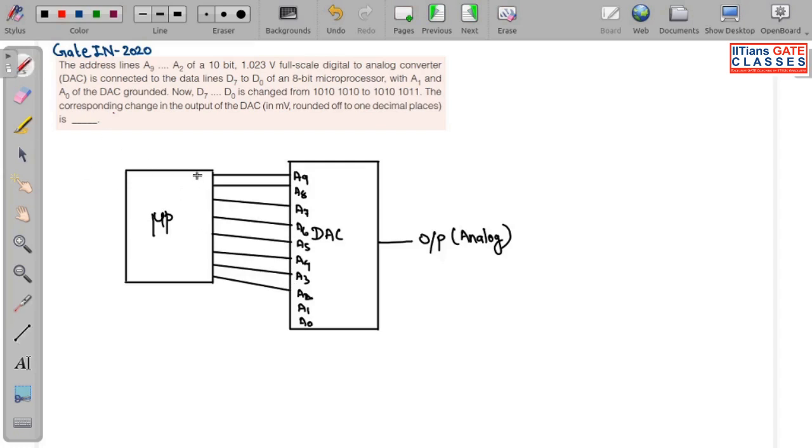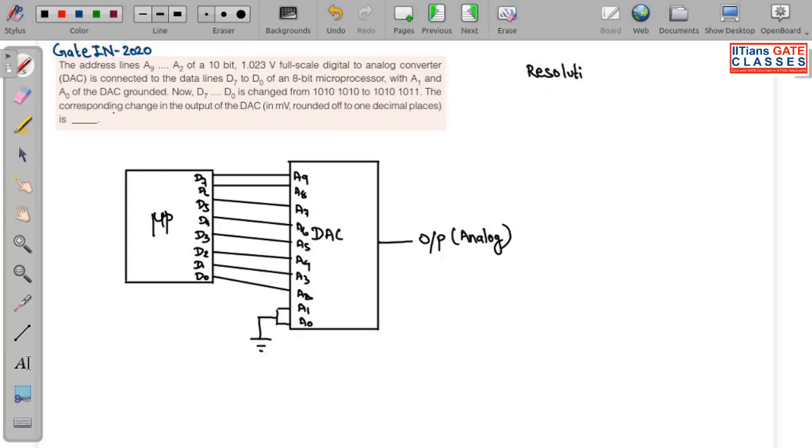So this will be D7, D6, D5, D4, D3, D2, D1 and our D0, fine. And the last two LSB of the DAC is grounded, they have said. You can see A1 and A0 of the DAC grounded. Okay, fine. Now D7 to D0 is changed from this value to this value. Okay, fine. First thing first, what is the resolution of this DAC?